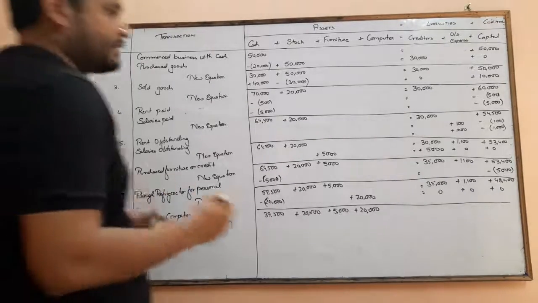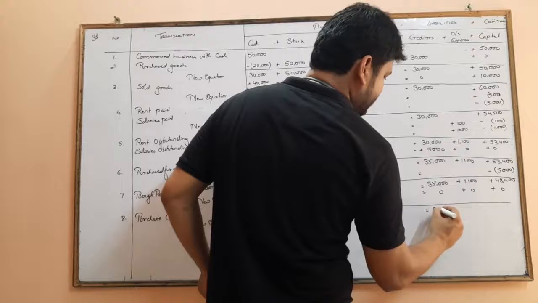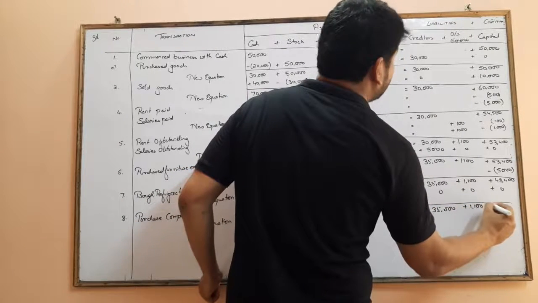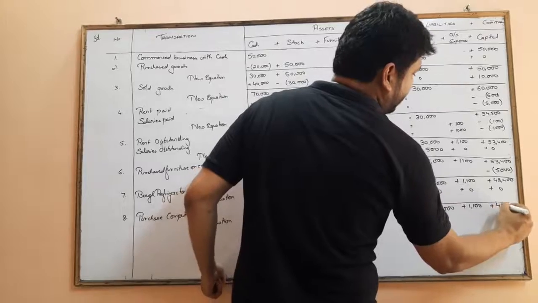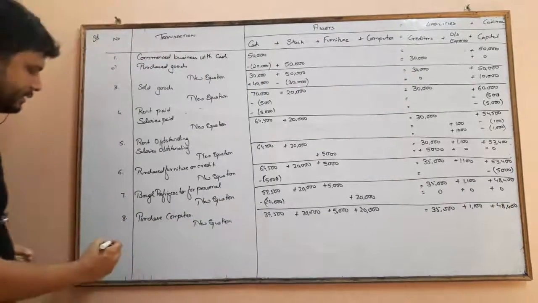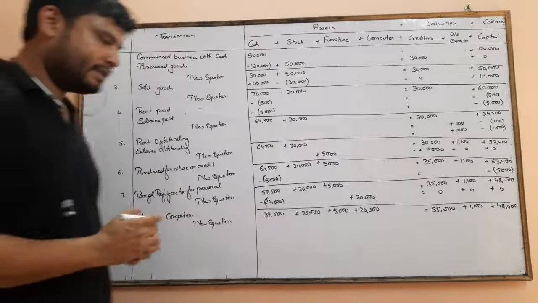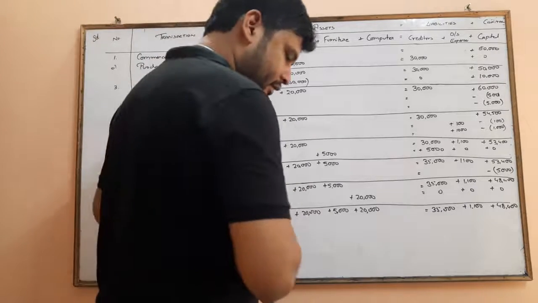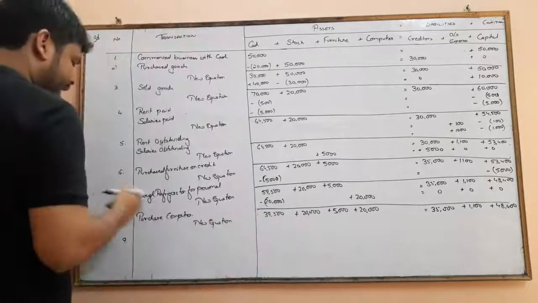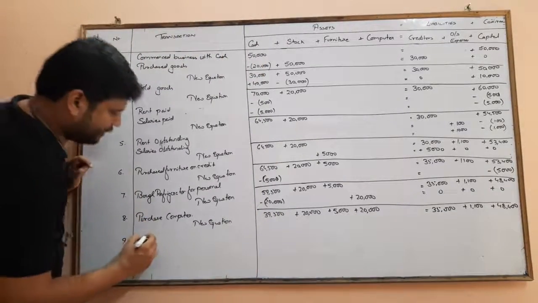Creditors of rupees 35,000, outstanding expenses of rupees 1,100 and capital of rupees 48,400. Okay. Now point number 9 says that Anil has withdrawn the cash for personal use.